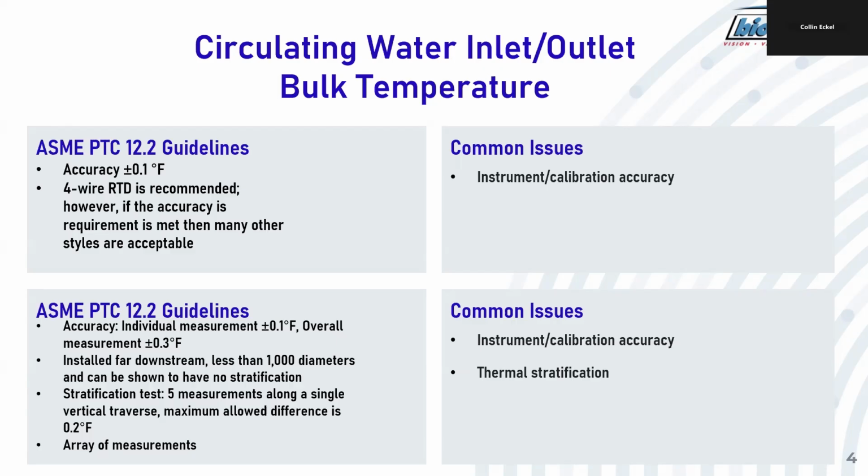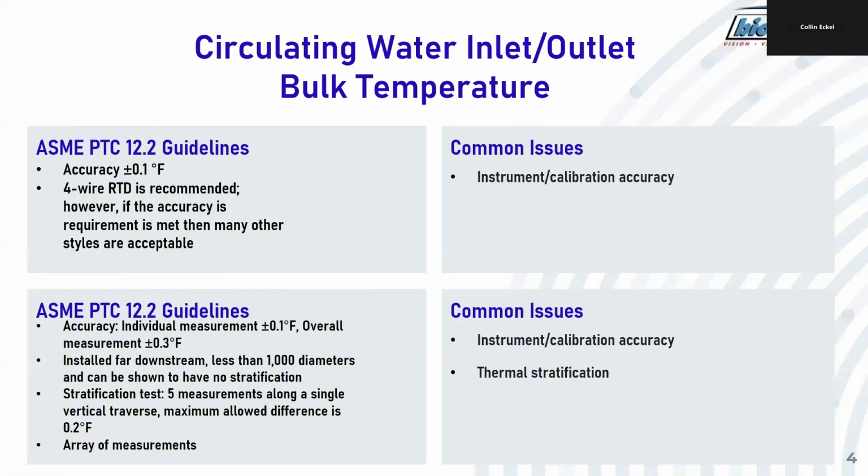This is the measurement with the least number of concerns. The performance test code recommends a 4-wire RTD with an accuracy of 0.1 degrees Fahrenheit. But if the accuracy of another type of temperature sensor is proven, then it is fully acceptable to be used. The only concern with this measurement is instrument accuracy and calibration. The water is typically well mixed here, so there is no difference between multiple inlet temperature measurements.